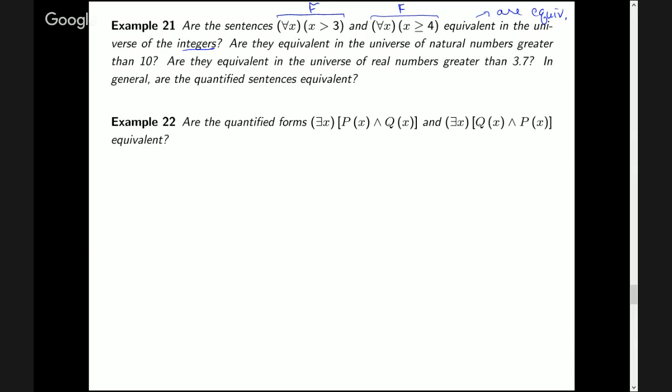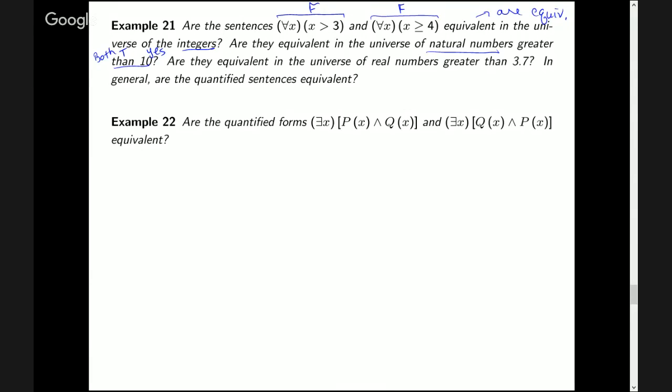Now, are they equivalent in the universe of the natural numbers greater than 10? So you can only restrict yourself to like 11, 12, 13, 14, 15. Are they equivalent in that? Yeah, they're both true in that space. So that means, yes, they are equivalent there.